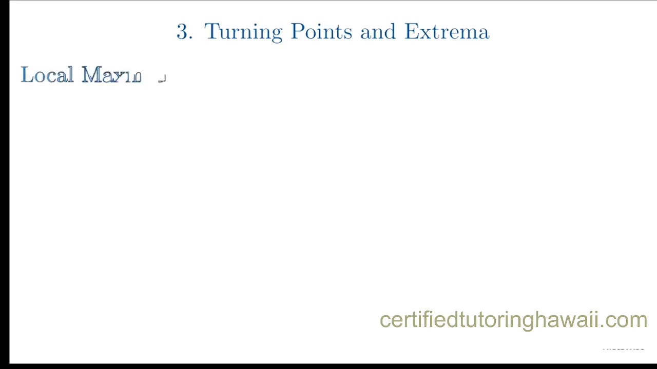Next, let's explore turning points, also known as local maxima and minima. These are the peaks and valleys on the graph of a polynomial. A local maximum occurs when the function is increasing on one side and then decreases. It's a peak, but not necessarily the highest point on the entire graph. So a local max is a peak where the graph turns from going up to going down.